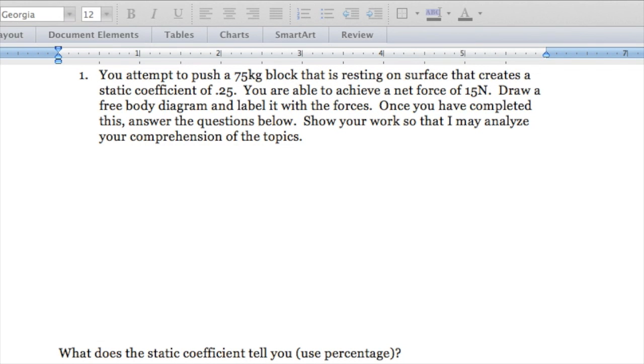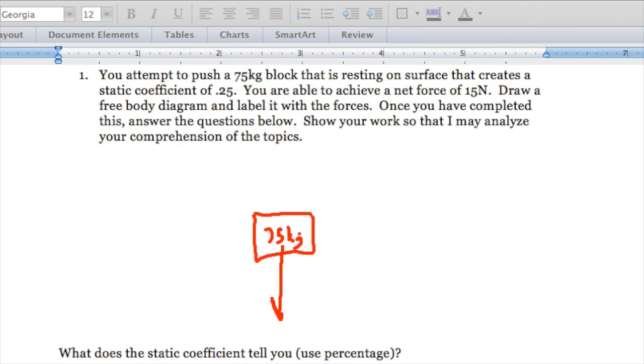Alright everyone, welcome to the video. So the first thing you should do obviously is start out by drawing yourself a force diagram. Okay, so start off with the block that's being pushed and then look towards the message. It says its mass, and in this case it says 75 kilograms.